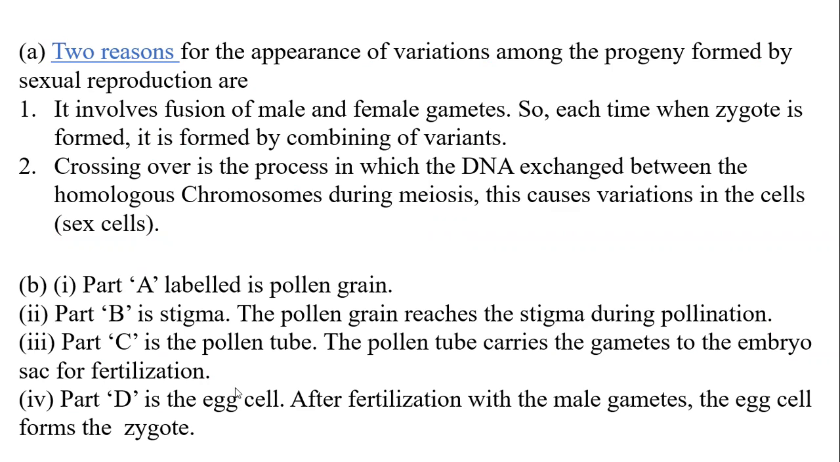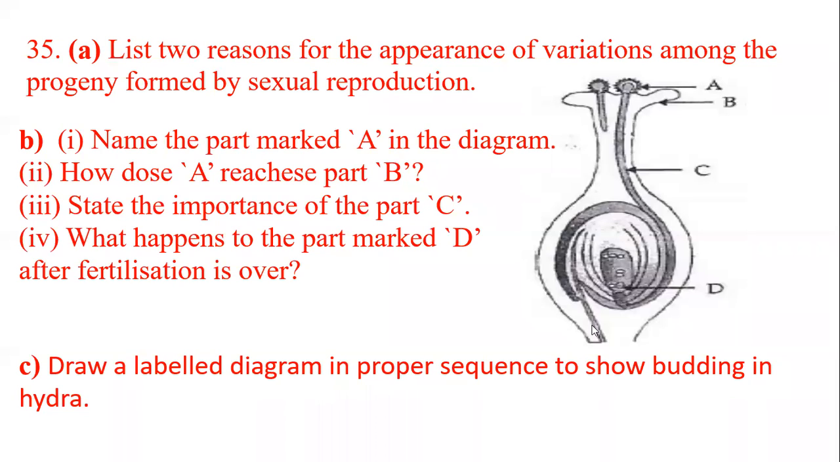Okay. All the gametes which are present in the pollen grain are going to travel through the pollen tube to reach the embryo, reach the site where the fertilization is taking place.